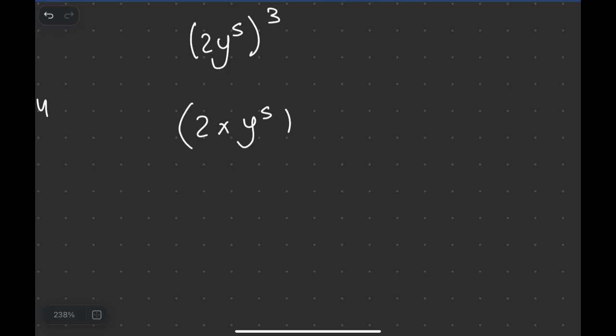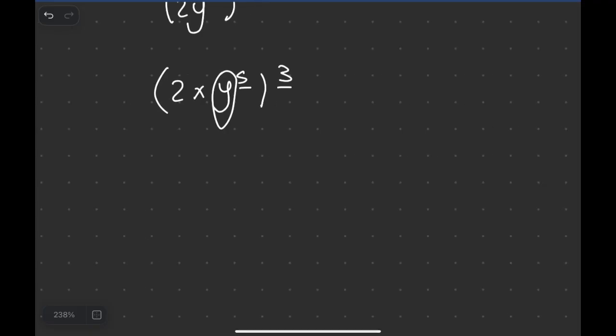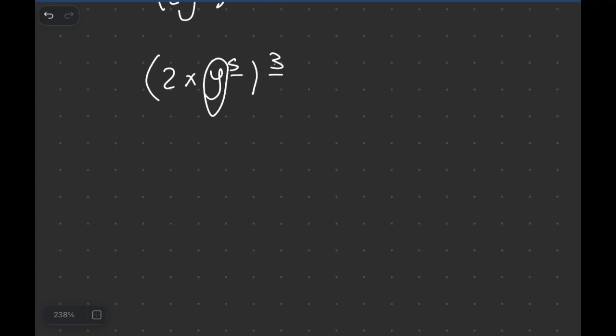In this question, 2y to the 5, all to the 3. Now, in the brackets, it's just 2 times y to the 5, cubed. And you can't just consider this and do 5 times 3 and say the answer is 2 times y to the 15. No. 2 is also in the brackets, so 2 must also go to the power of 3.